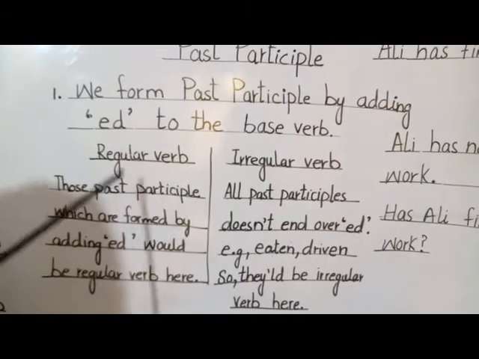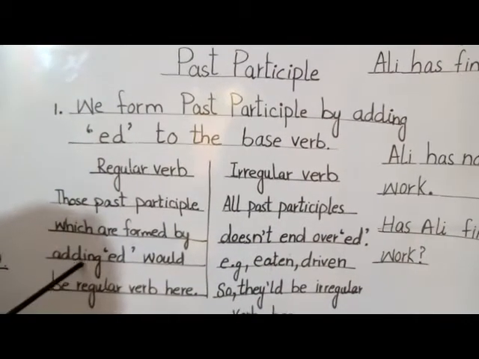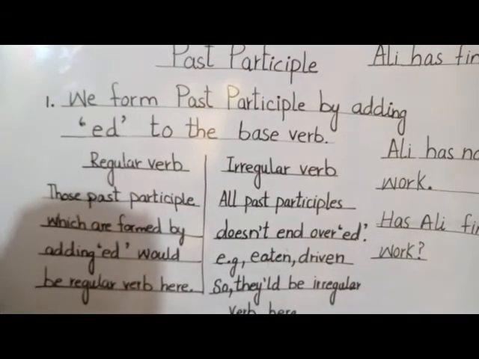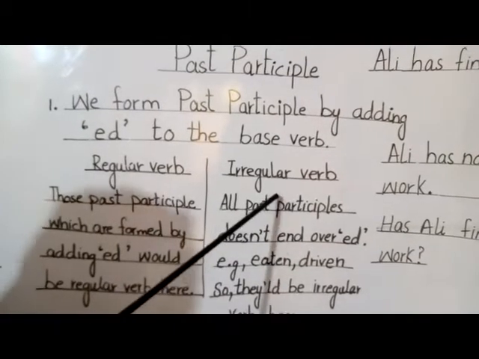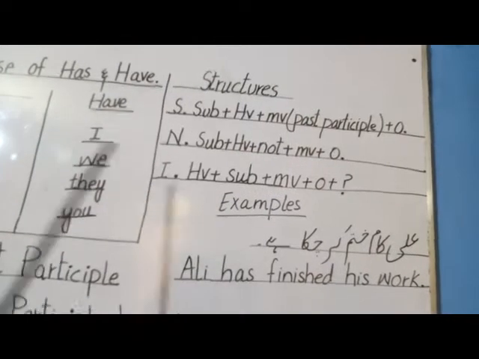So if the past participle in present perfect tense goes with ed, that would be a regular verb, and if it is not with ed, that would be called your irregular verb. So now let's move to the structures.